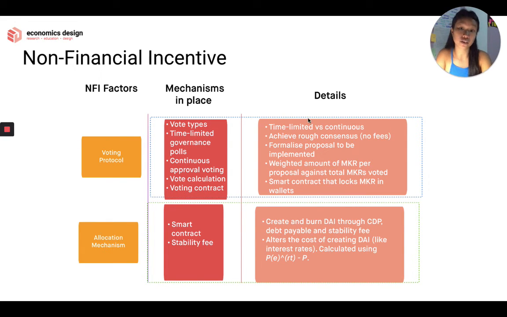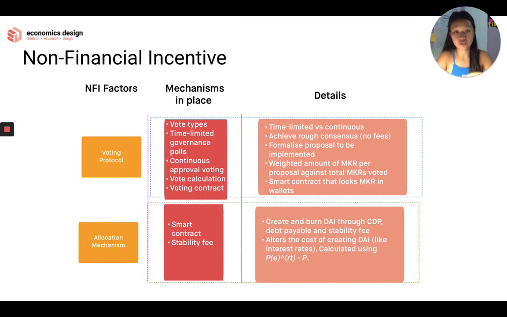They have time limited versus continuous, and you've got the time limited governance vote. This is to achieve a rough consensus. There are no fees. Usually the votes come in two ways. The first one is a proxy vote, which is time limited, and MKR holders can just vote on that. And then the second one is a continuous approval voting, where it's a form.